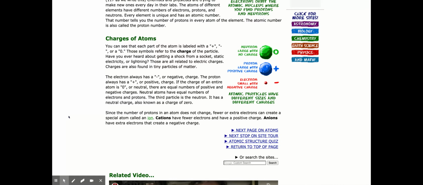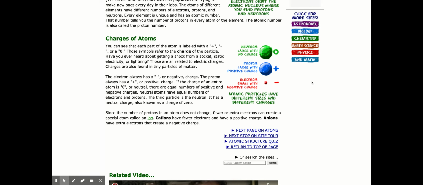So looking at the charges of atoms, like I said, the neutrons are very large, but they carry no charge. That's why they're called neutrons. They're neutral. Protons are large with a positive charge. These two make up the big nucleus, the center of the atom, the most important part of the atom. Then around the outside, kind of floating around in an orbit, we have these electrons, which are small but with a negative charge.